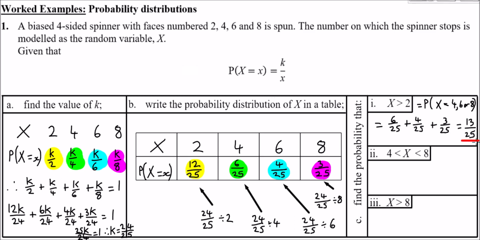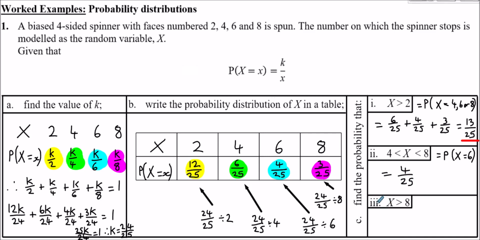Another way we could have done that is the probability of x being greater than 2 is 1 minus the probability that x is equal or less than 2. So we could have done 1 minus 12 over 25, which would have given us the same as well. Part 2, the probability of x is in between 4 and 8, not inclusive. There's only one way that could happen. That's the probability that x is 6. And that's only 4 over 25.